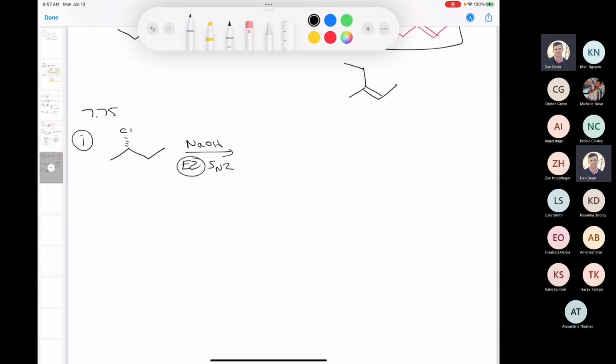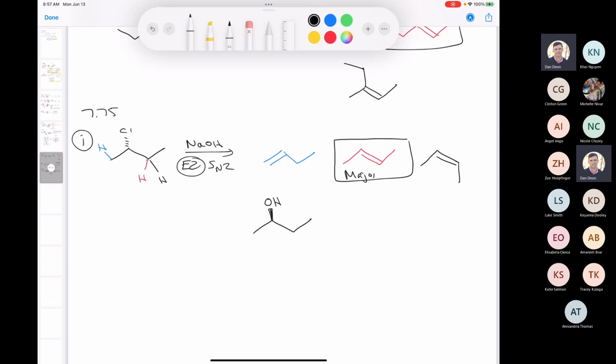So there's 3 possible E2 products. We could get the Hoffman product if we pulled off this proton. If we pulled off one of these protons, we can get the trans Zaitsev product. If we pull off another one of these beta protons, we can get the cis Zaitsev product, and then we can also get the SN2 product, where the reaction occurs by an inversion of configuration, and so we get this alcohol. The major product is going to be the Zaitsev product, and it's going to be the least hindered one. So this would be our major product.